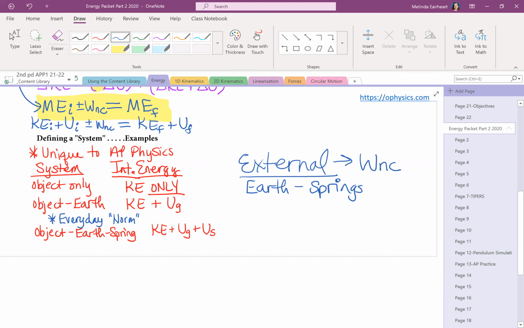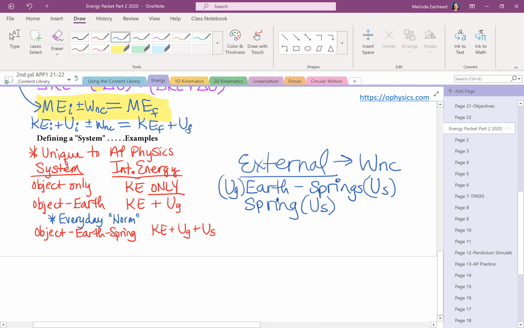Well, what about if the question says the object and earth are part of your system? Then gravitational potential energy is internal, but the spring would be considered external. And I guess we can list out the energy. So UG, US up above, and here it would only be US.